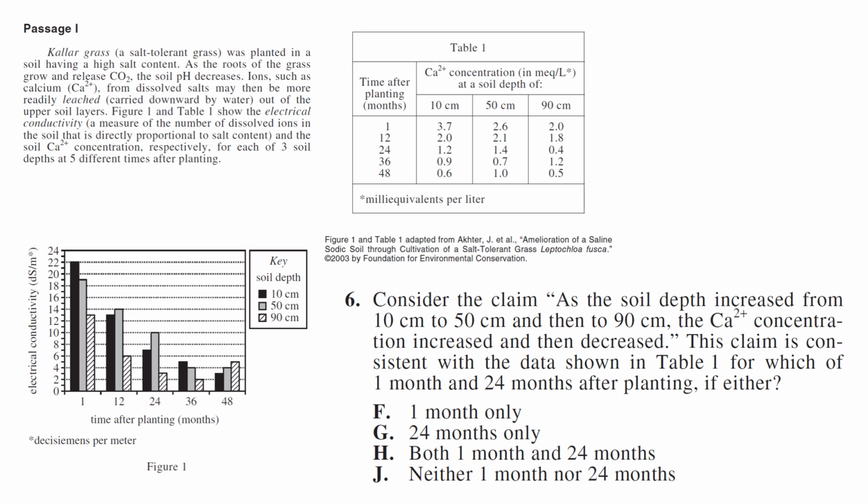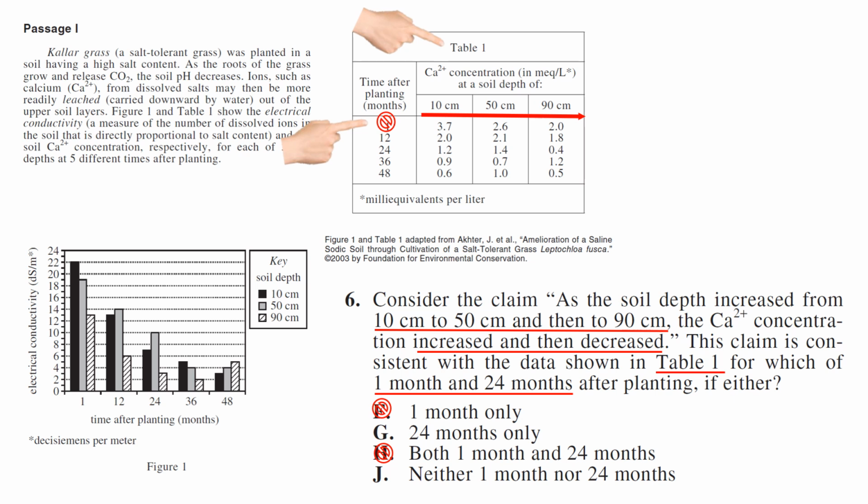Number 6, consider the claim, table 1, as soil depth increases from 10 to 50 to 90, so we're going left to right, the Ca2+ concentration increased and then decreased. This claim is consistent for which, 1 month and 24-month planting, if either? So let's just break it down. Let's look at 1 month first. So it goes from 3.7 to 2.6 to 2. That does not increase and then decrease, so that is wrong. So we can eliminate choice F and H. Now let's look at 24 months, 1.2, increases to 1.4, and then decreases to 0.4, so G.